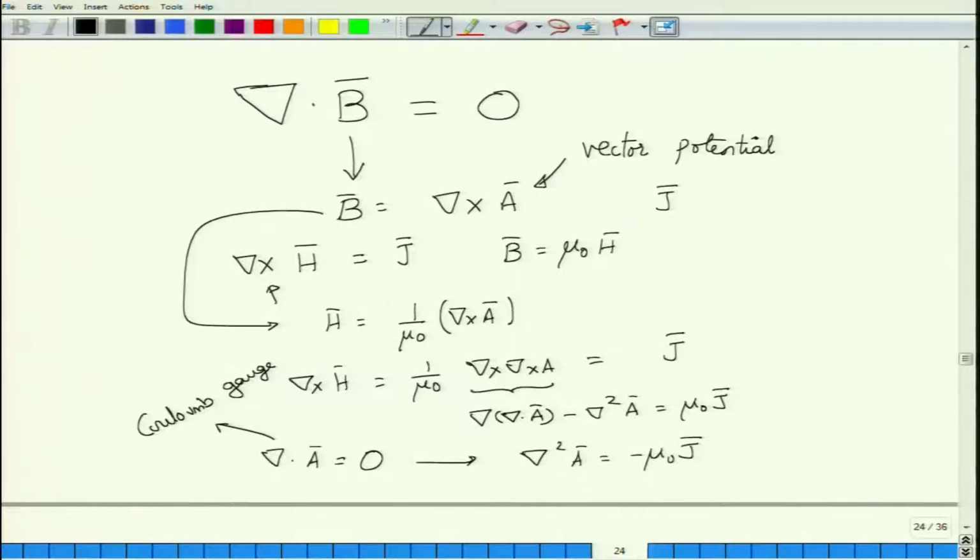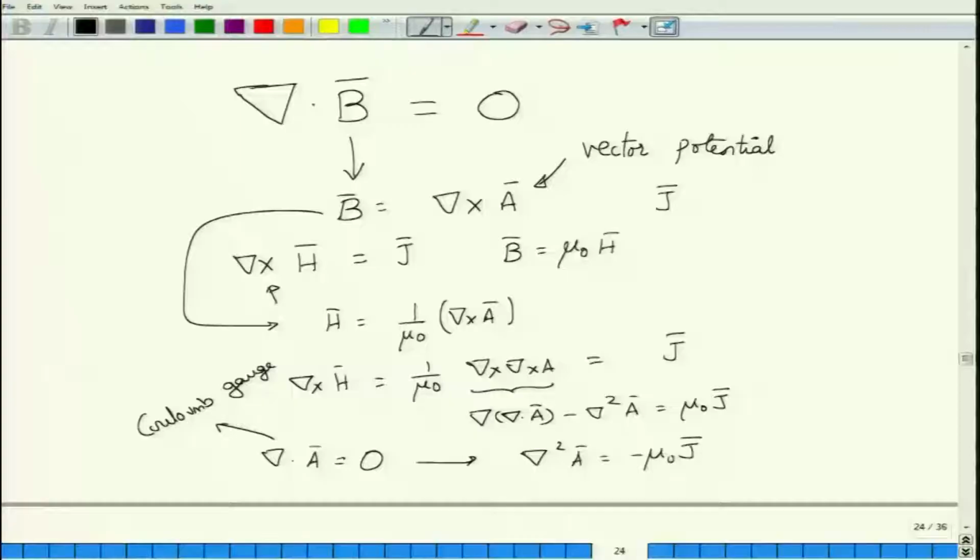Gauge is the word that is used in physics to denote this. It is essentially a way in which you specify the divergence of a vector quantity, because any vector field needs to be given both its divergence as well as its curl. The curl of A is already given to us, it is the magnetic flux density B. The divergence of A we can choose to be whatever we want, and in this case, to simplify matters, I have simply taken it to be equal to 0.